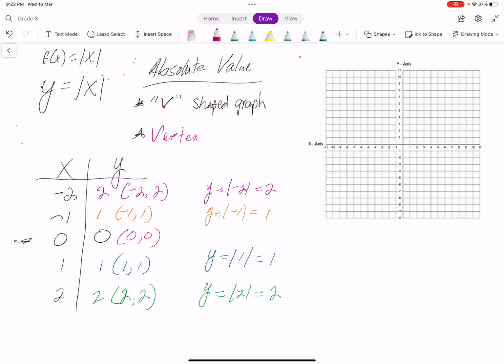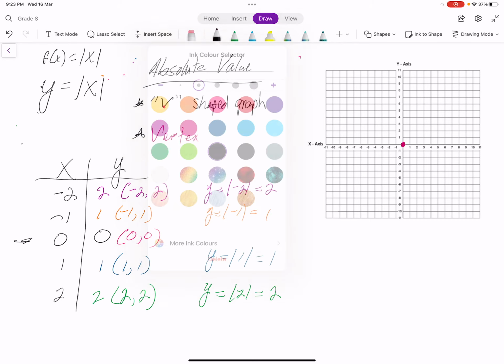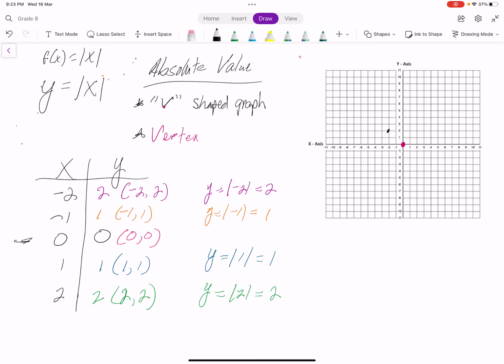I'm just going to plot my vertex in red just so we can identify that. And the rest I'm just going to plot in black. So we have negative 2, 2, negative 1, 1, 1, 1, and 2, 2. So we see each one of these points is falling in the corner of that box. So if we just imagine this right-hand side, this will have a slope of 1, which gives us that more direct straight line, which is why it has that V shape instead of that U, because they're actually growing all at the same rate.